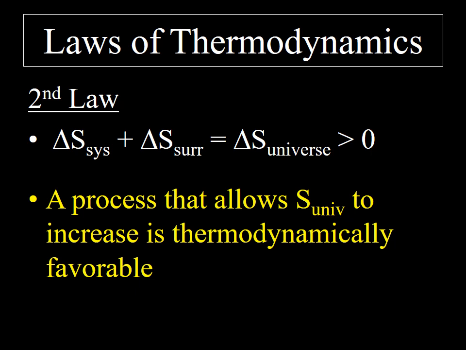So a process that allows the entropy of the universe to increase is thermodynamically favorable. That's actually the real criteria for whether or not something is thermodynamically favorable. We said in the previous lesson that in general, if it's exothermic, and in general, if the entropy of the system is increasing, that it would be thermodynamically favorable. What we really want to focus on is that the entropy of the universe, not the system, but the universe, has to increase. And we will pick up this point again in the next lesson and get more specific about that. But that right there is part of the second law as well.